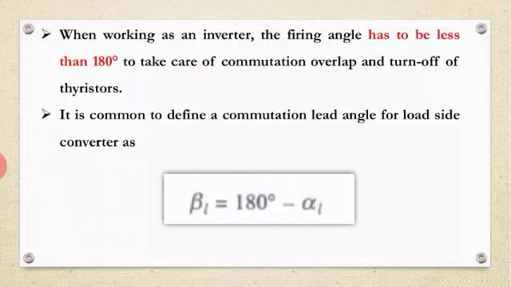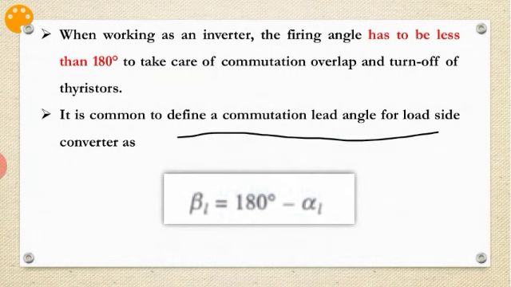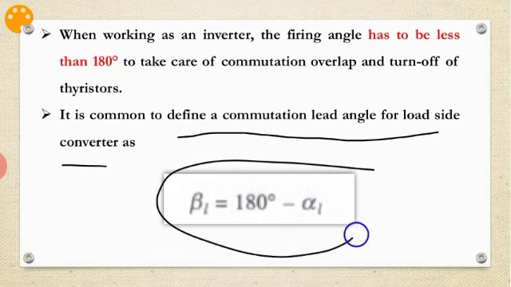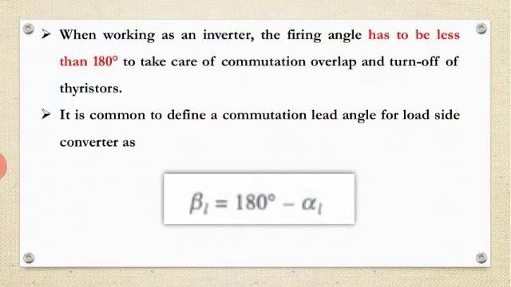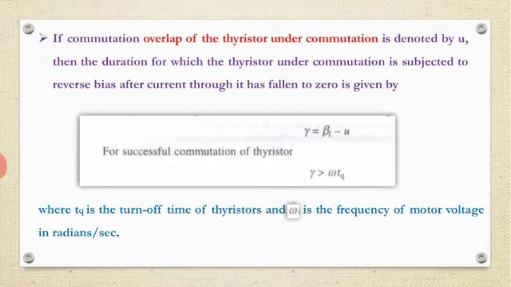It is common to define the commutation lead angle for the load side converter. Here the lead angle is 180 degrees minus alpha L. The overlap of the thyristor under commutation is denoted by U, so gamma equals 180 minus alpha L minus U. For successful commutation of the thyristor, gamma is greater than omega TQ, where TQ is the turn off time of the thyristor.